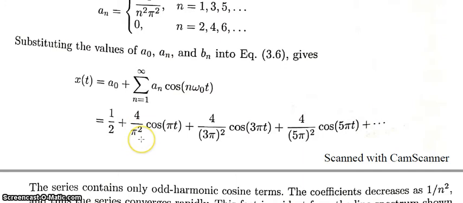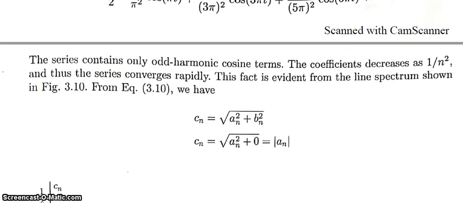See, 4 by pi square cos pi t when n is 1, and 4 by 3 pi the whole square cos 3 pi t when n is 3. Next term when n is 5, and so on. Okay, now this series contains only odd harmonic cosine terms, and also now we need to plot the line spectrum.